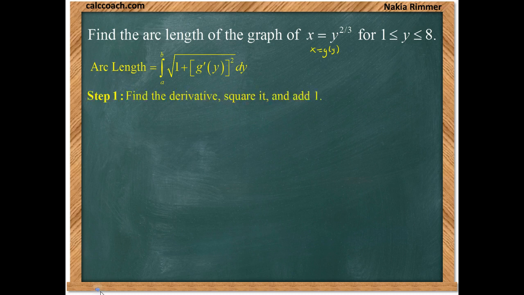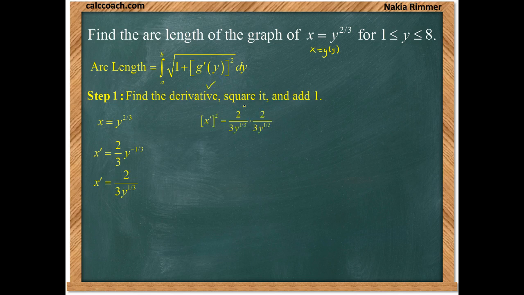First step is to find the derivative, square it, and add 1. So if x is y to the 2/3, the derivative is 2/3 y to the negative 1/3. A better way to write that before squaring it would be 2 over 3y to the 1/3. Alright, great. Taking the derivative.